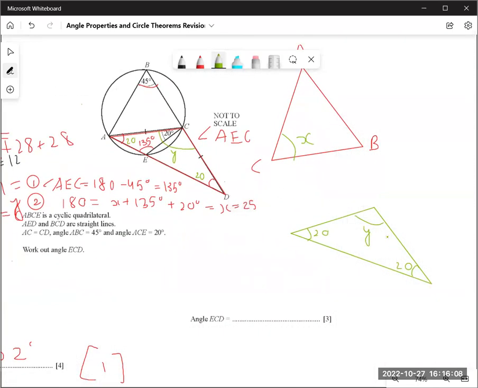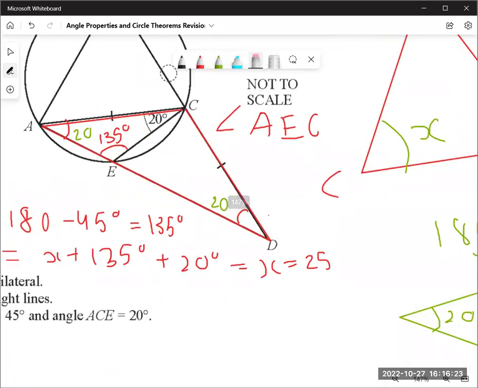So what is y then? Y: 180 is equal to y plus 20 plus 20. Mabata, what is y? 140 degrees. So I know that the whole thing is 140. So what is this angle then? 80. Half of 140. So the whole thing is 80 degrees. 140, not 80. So we have it.